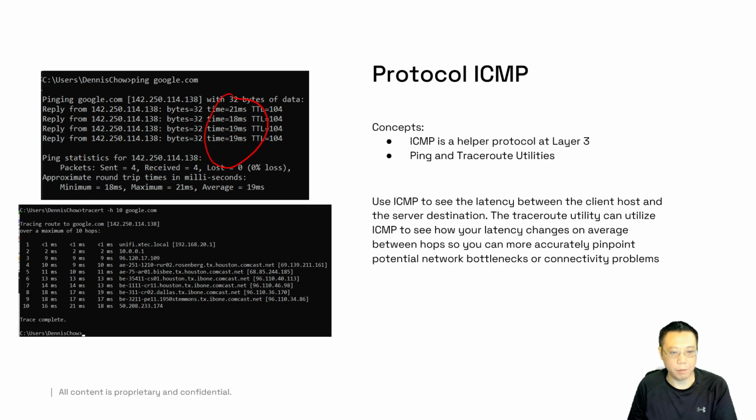I can also use ICMP with traceroute. So as I increment those TTLs, I can also get the latency information on average right here. The higher the latency, which is usually the further the distance is, or if there's a major problem such as 200 milliseconds in between, maybe there's a router issue at the Comcast side in this case.